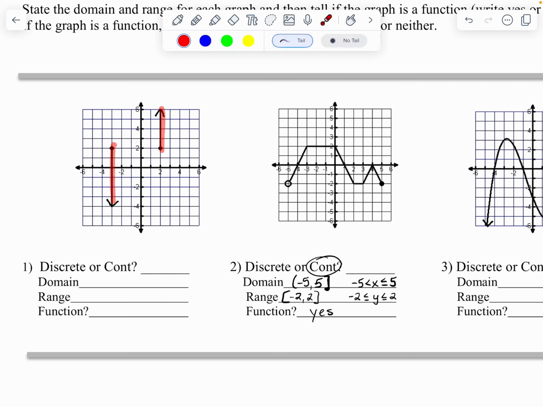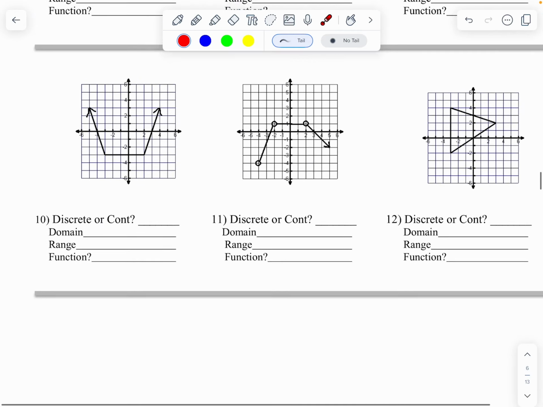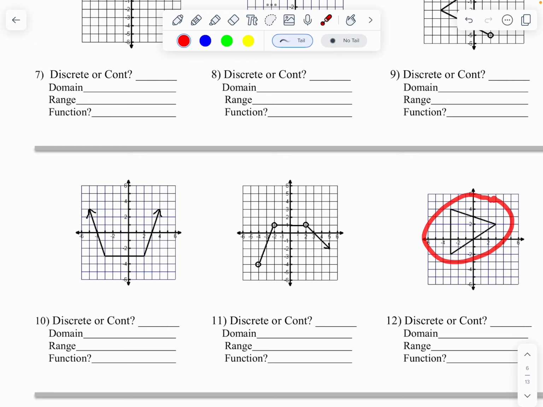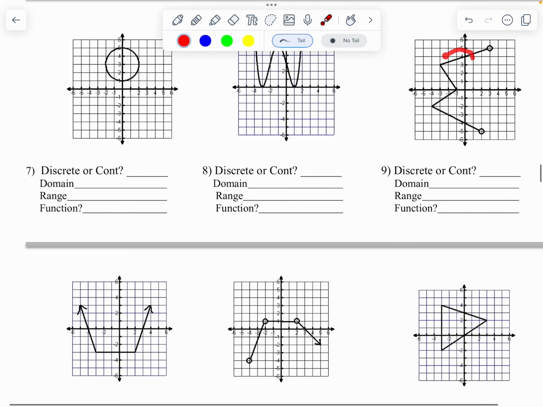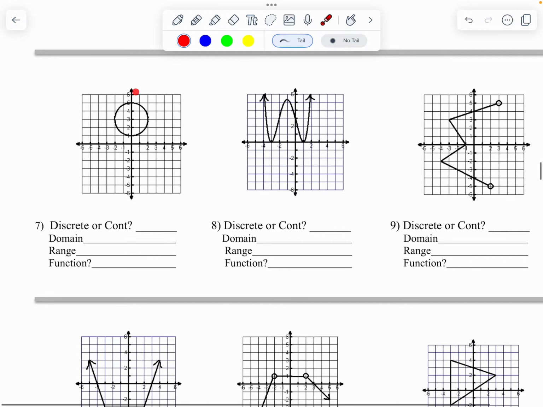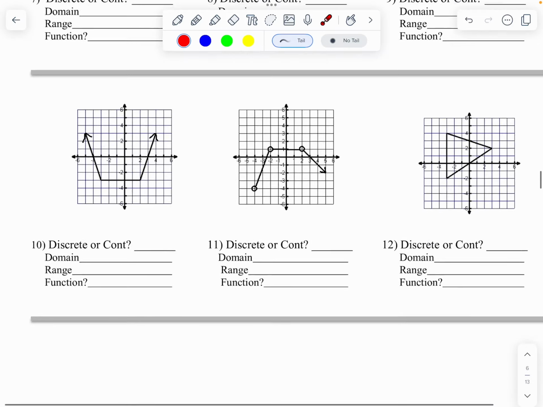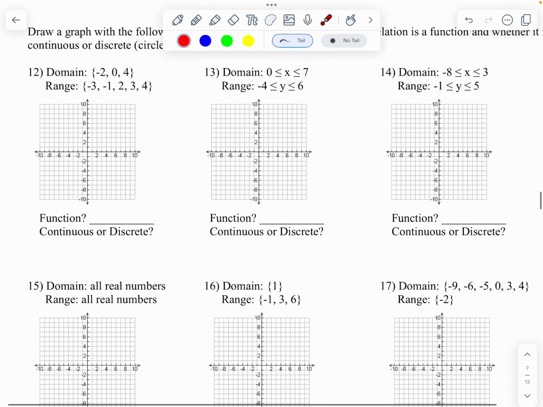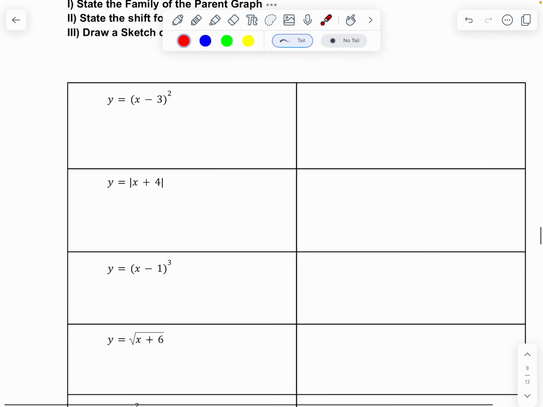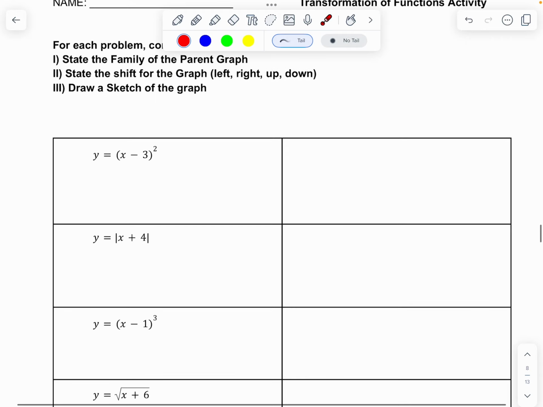Okay, yes, this is a function. Basically, everything on here is a function except for straight up and down lines or something that is a circle or a sideways parabola. Anything that does not pass the vertical line test, okay, that has a vertical line that hits at 2 different points, that would not be a function. For example, this would not be a function. This would not be a function. This would not be a function. But all the others are functions.